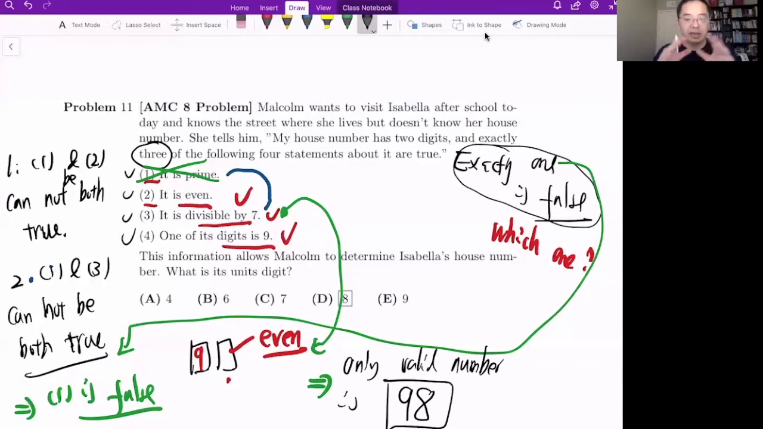Okay. So 98 is divisible by 7 because 98 is 7 times 14. All right, so one of the digits is 9 and it's even. So it's 98. So what's the unit digit? The unit digit is 8, right? So 8 is the unit digit.